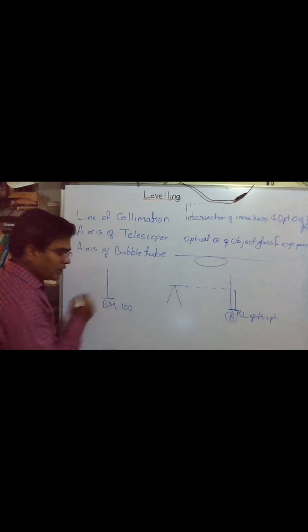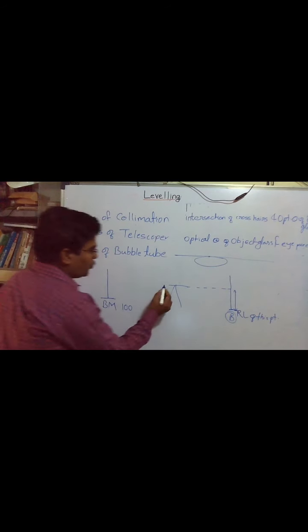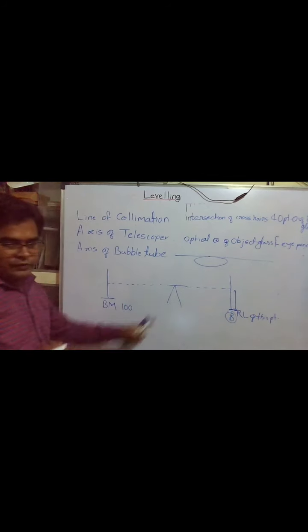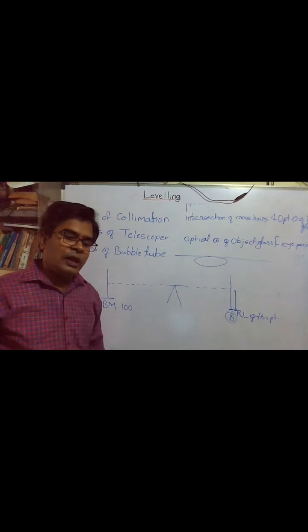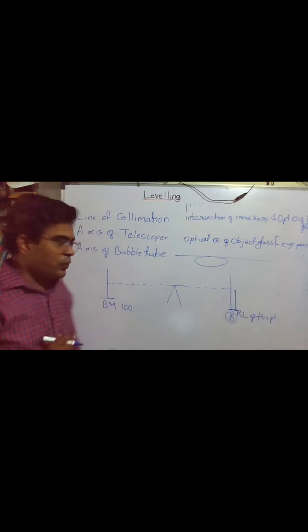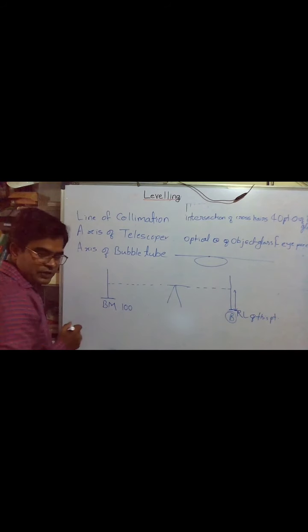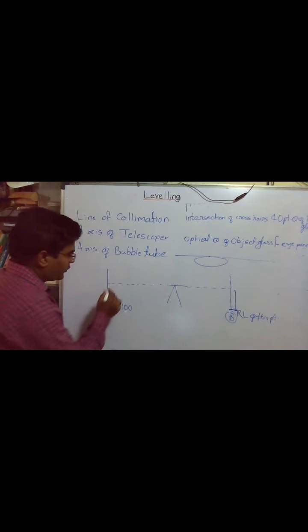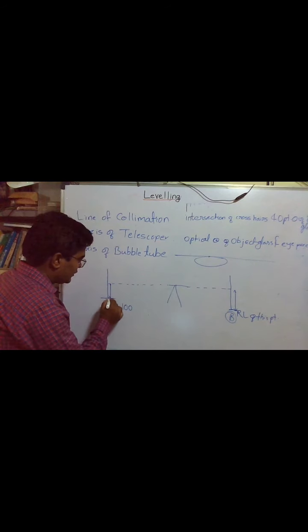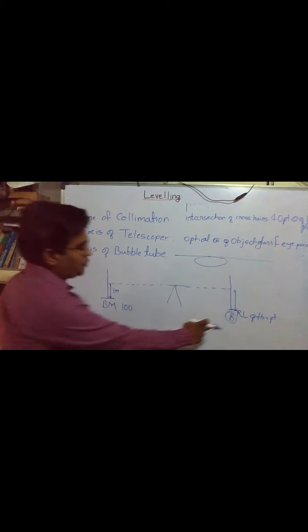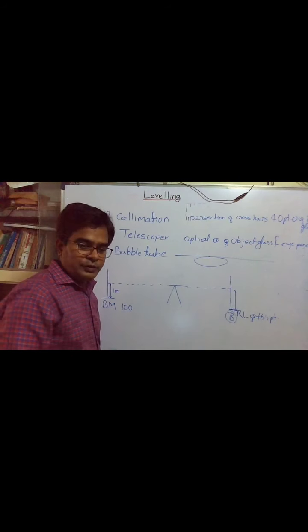We have to keep the staff here first, and we have to set the level somewhere. We have to make the axis horizontal. Then we have to take the reading here at this benchmark. Suppose the reading here is 1 meter. Then this point is there. I have to find the RL of this point.